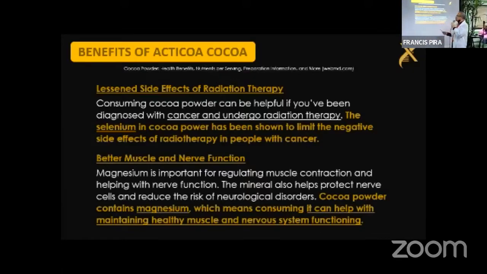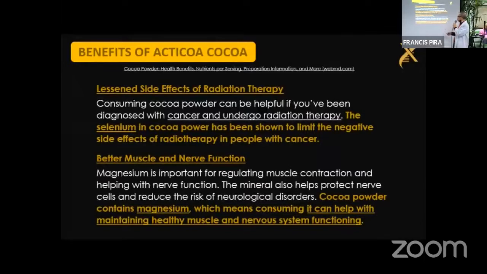Better muscle and nerve function. Magnesium is also present in the cocoa and it's important for regulating muscle contraction, helping the nerve function in the neuron to neuron and neuron to muscle transmission of neurotransmitters. The mineral magnesium also helps protect the nerve and reduce the risk of neurological disorders. Just like I've said, neurological disorders like amnesia and also Parkinson's disease and Alzheimer's disease. So people with Alzheimer's disease and Parkinson's disease may take this particular product. So it will maintain the health of our muscles. Next slide, please.